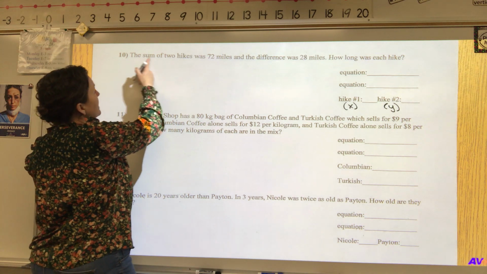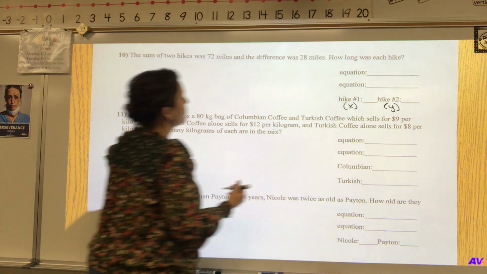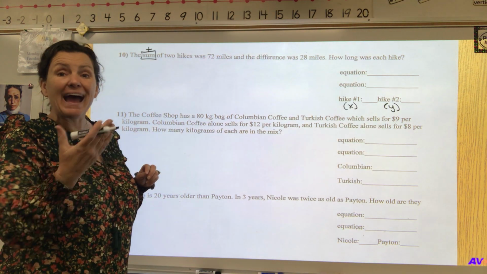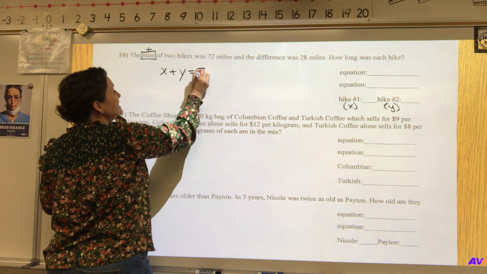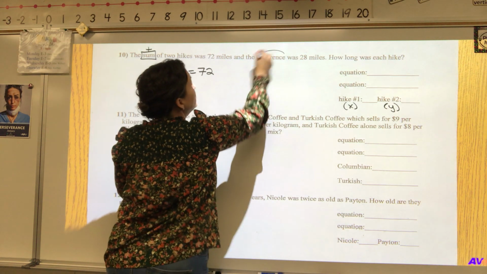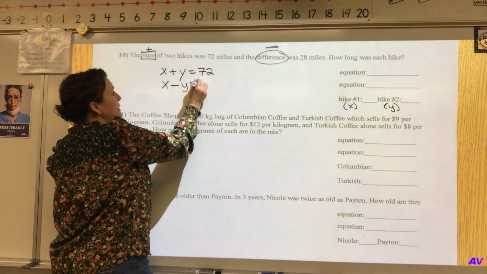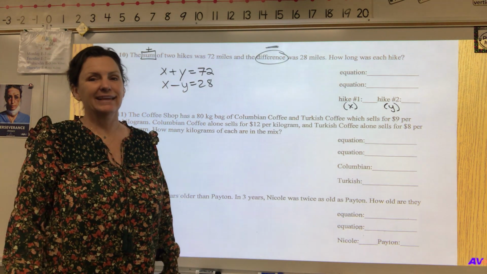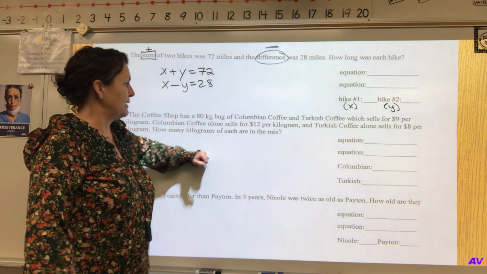So let's read this. The sum of 2 hikes was 72 miles, and the difference was 28. How long was each hike? The sum. Sum is a word that means add. So we're adding these two hikes, and they're X and Y. So if I add these two hikes, I get 72. Cool, let's keep reading. And if I subtract these two hikes, the difference of these two hikes is 28. Cool. You now have the setup, and this is definitely set up for the elimination method. Although you could tweak it and use substitution if you'd like. That's cool too. Okay? Next question.